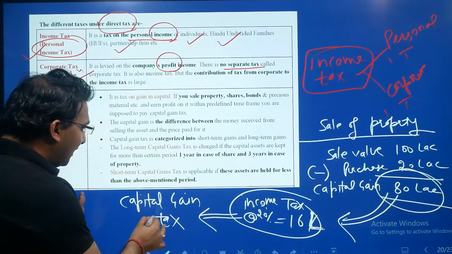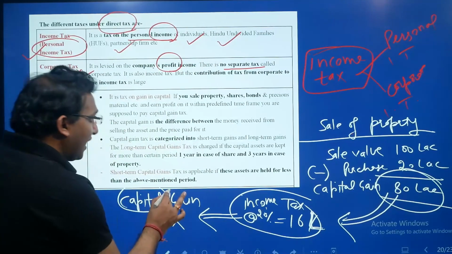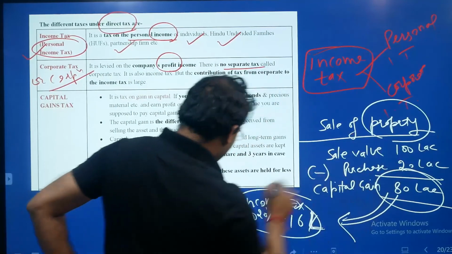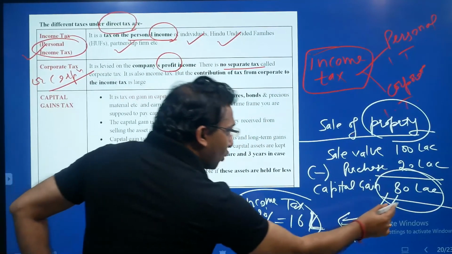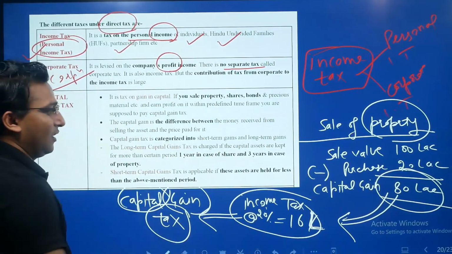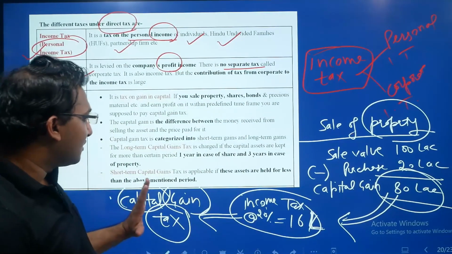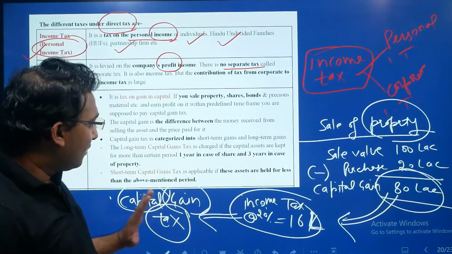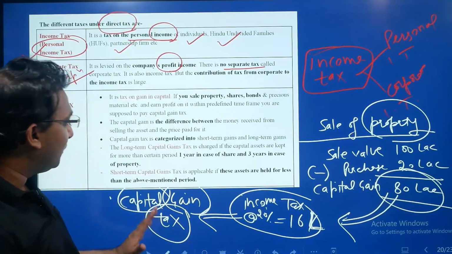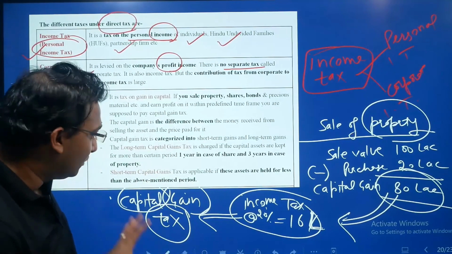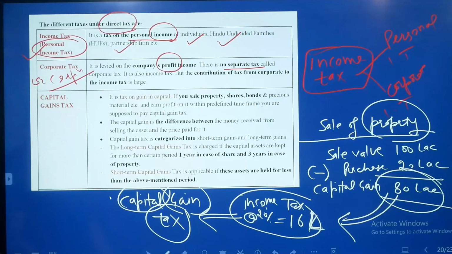Why is this called capital gain? Capital basically means property. Gain means the profit, and tax means income tax. So capital means asset, gain means the profit we made on the sale, and tax means the tax we have levied on the profit. So this is how you can break down this capital gain tax.